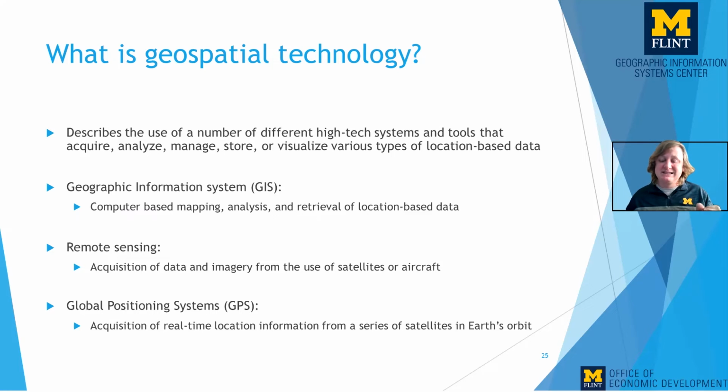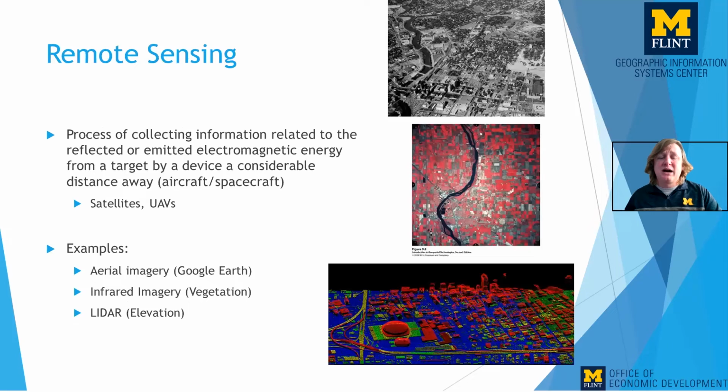And then we have remote sensing, which is the process of collecting information from far away. So we're looking at data from aircraft, airplanes, or drones, or UAVs, or satellites up in space. Those all remotely sense this data off the Earth. And there's a variety of different examples listed there.